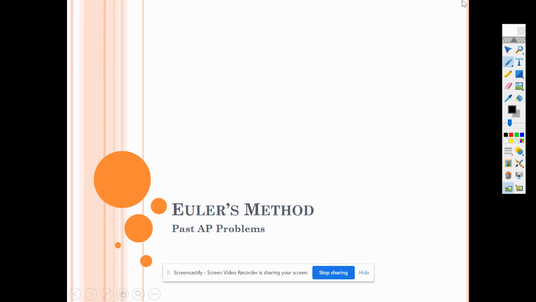I want to do some problems. I have this on a PowerPoint, so you might have to bear with me a little bit. Sometimes writing on my PowerPoint causes a little bit of an issue. It's not as seamless as I would like. So I want to look at some past AP questions that you have to use Euler's method of approximation.